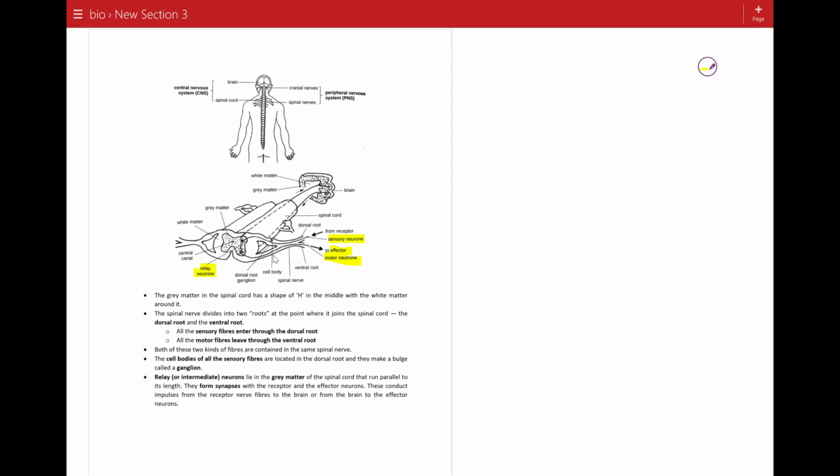From there, the motor neurons will leave the spinal cord via your ventral root. As they leave via the ventral root, the motor neurons will then synapse onto the effector to elicit a response. Let me just type that down so that you are clearer about it. Your motor neuron... Eliciting a response means to achieve or to produce a response.